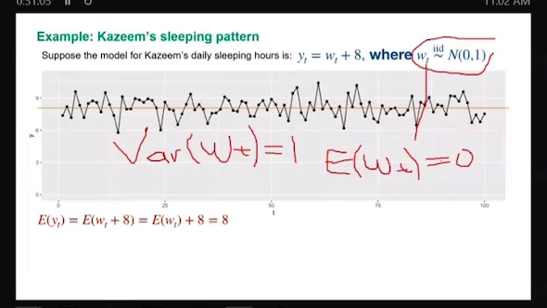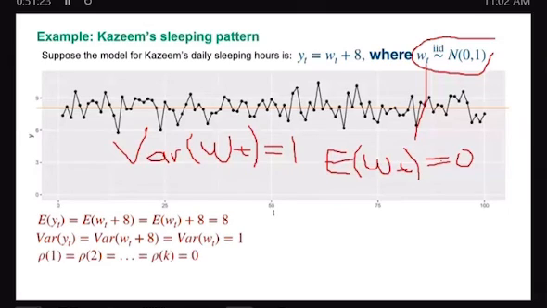Now take a look at this. What about the variance? The variance of a random variable plus a constant is just going to be the variance of Wt, because the variance of a constant is 0. And the variance of Wt you've been given is 1. Now, if I look at the autocorrelation, rho 1 means the autocorrelation between two periods that are 1 lag apart. Whether they are 1 lag apart or 2 lags apart or whatever, it's always going to be 0 for a white noise model. This being 0 means this period and the other period are not related, and if they are not related, then I cannot make a prediction.